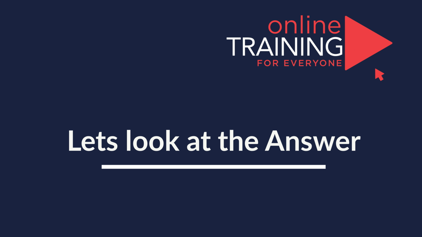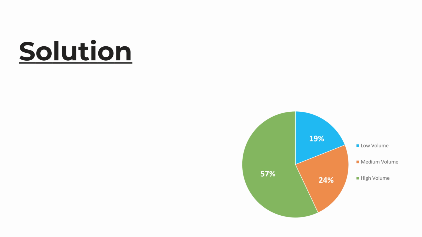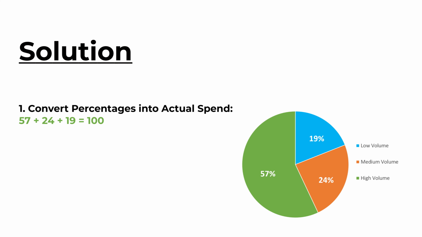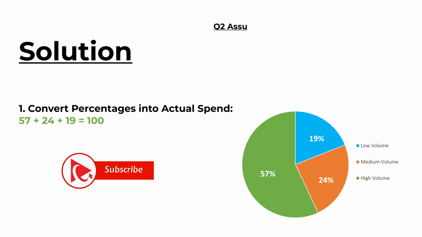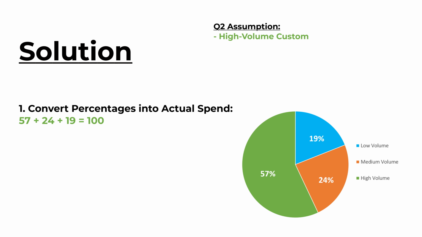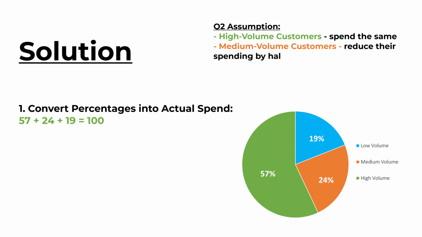One of the easiest ways to solve it is to correlate percentage spending to the actual numbers. For example, we have 57%, 24%, and 19%. We can do the math and create an equation of 57 plus 24 plus 19 would be equal to 100. Now, in the next step, we can calculate total planned spending in Q2. 57 for high-volume customers will remain the same, but we know that the medium-volume customers will spend half, and half of 24 is 12.